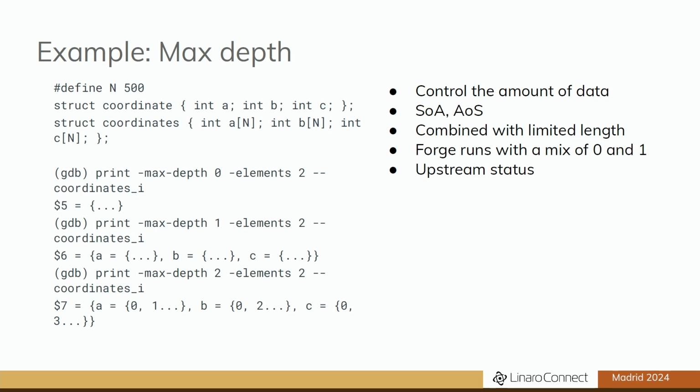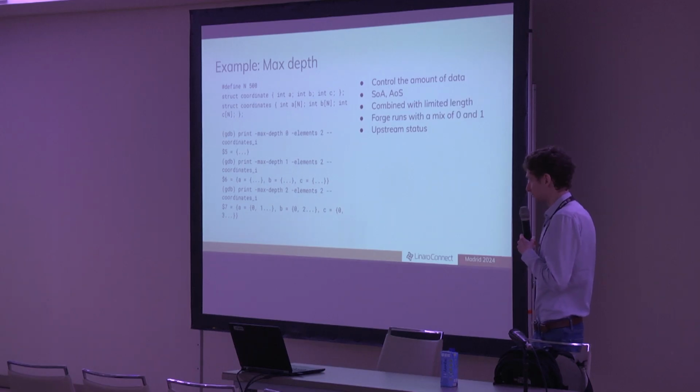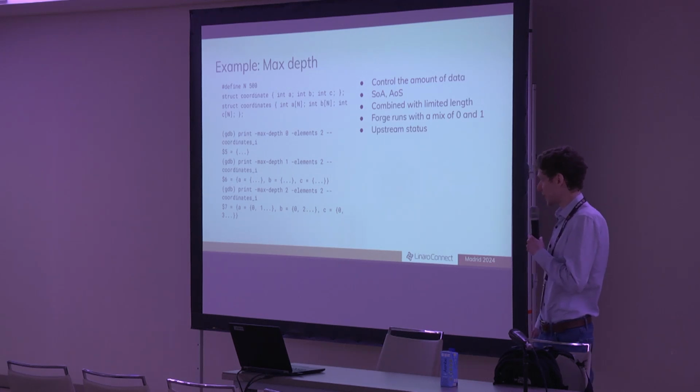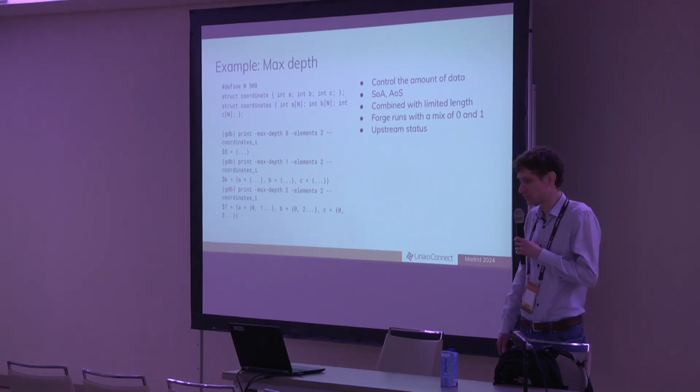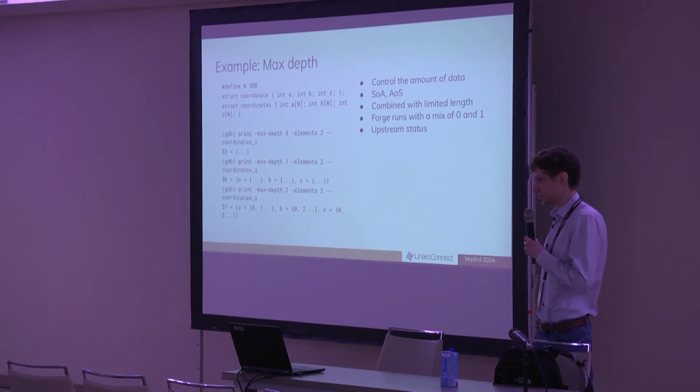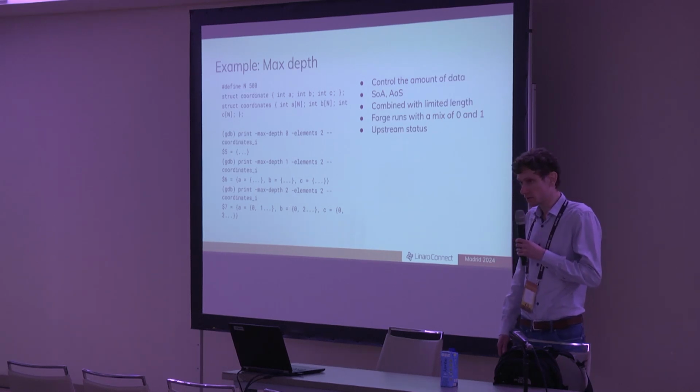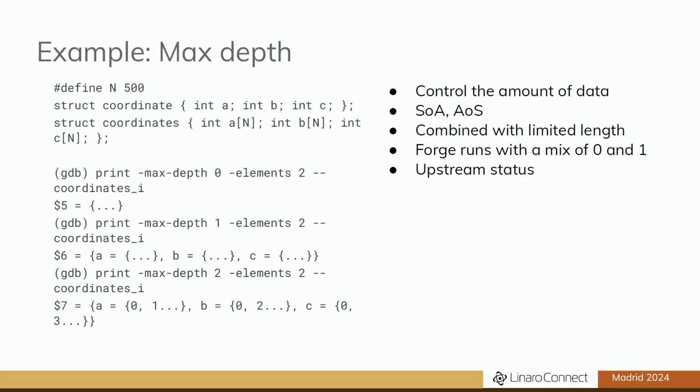And we combine this with our length-limited printing to allow us to control exactly how much information gets printed. That's shown in this last example here, where we set both the max depth and the number of elements we want. Forge typically runs with a combination of 0 and 1, so that we only extract data that the user actually wants to see without OOMing the machine. And this patch is actually fully upstream as well, so you can go away and play with this in upstream GDB if you want to.